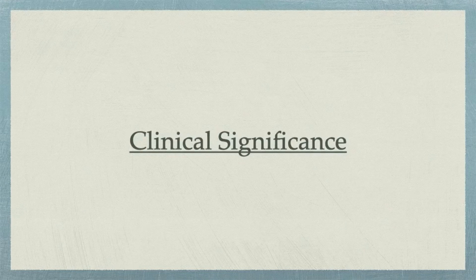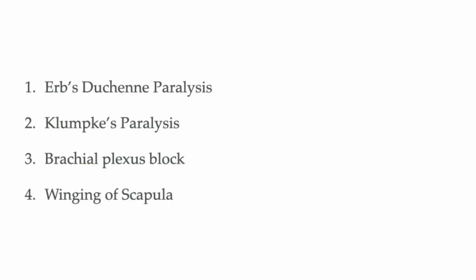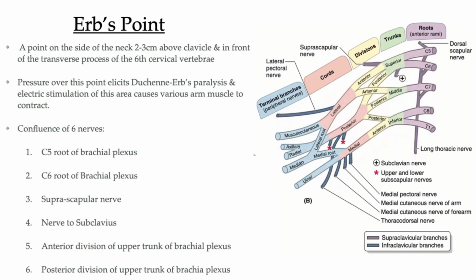Clinical significance related to brachial plexus are Erb's Duchenne paralysis, Klumpke's paralysis, brachial plexus block, and winging of scapula. So let us start with Erb's Duchenne paralysis. Before that, let us talk about a very important anatomical point, which is Erb's point.